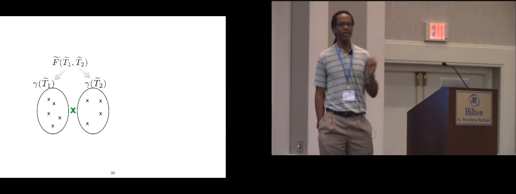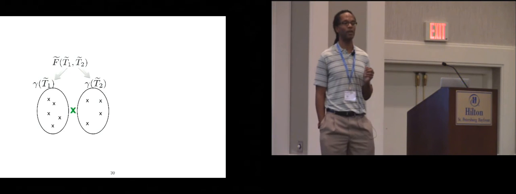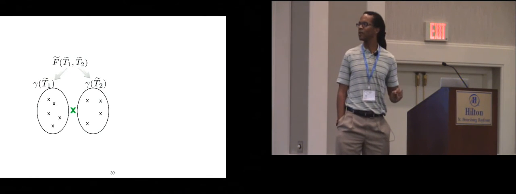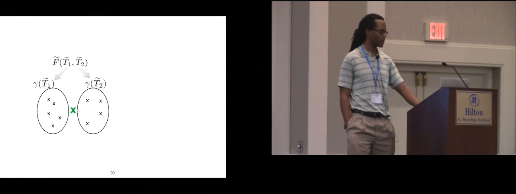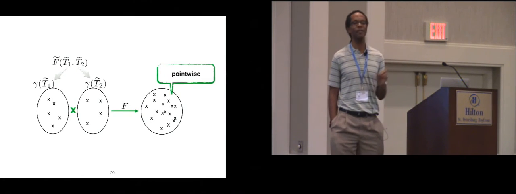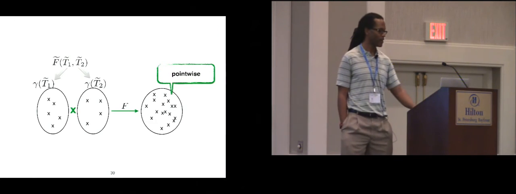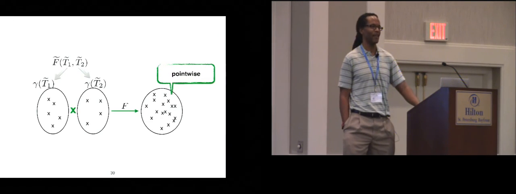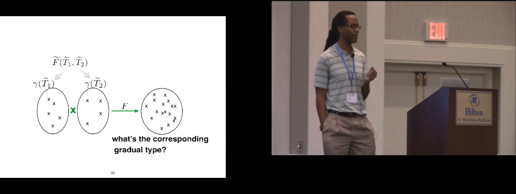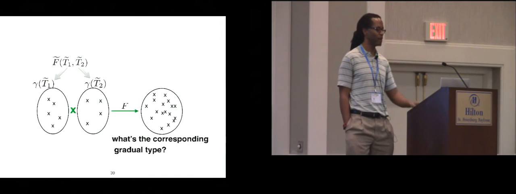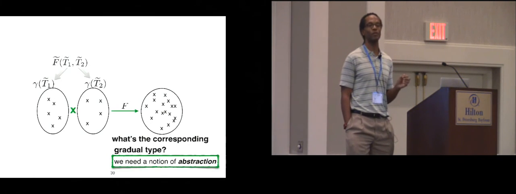So we start in a manner that's very similar to lifting predicates in that we need to know what the meaning of our gradual types is, and in this case, we produce all of the possible pairs of those for this binary function, and then we apply the function pointwise to find out what are all the possible outputs of this process. Now, what we have now is an unstructured bag of static types, so there's this question, which is what is the corresponding gradual type to this static type? And for this, we appeal back to abstract interpretation and develop a notion of abstraction.